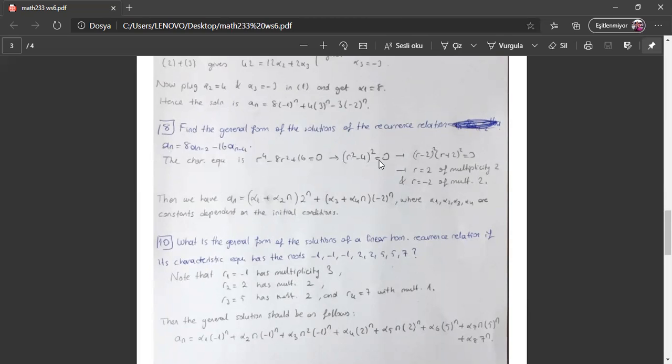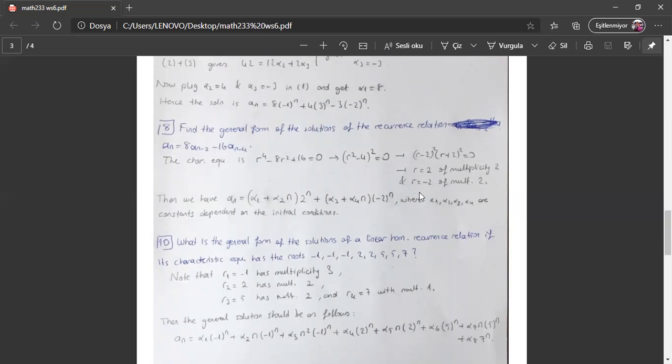r squared minus 4 squared equals 0. So here we have r minus 2 squared times r plus 2 squared. You can write this as r minus 2 times r plus 2, squared. So you have this. Here we have 2 of multiplicity 2 and minus 2 of multiplicity 2. For the first one, for 2, we write in this form: alpha 1 times 2 to the n plus alpha 2 times n times 2 to the n, because the multiplicity is 2, so we write n.